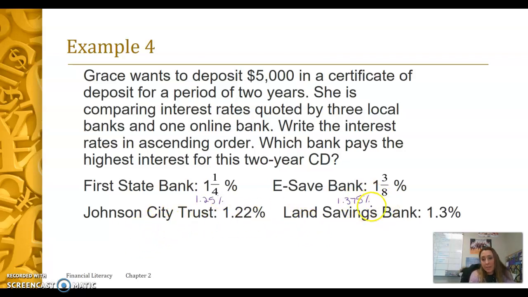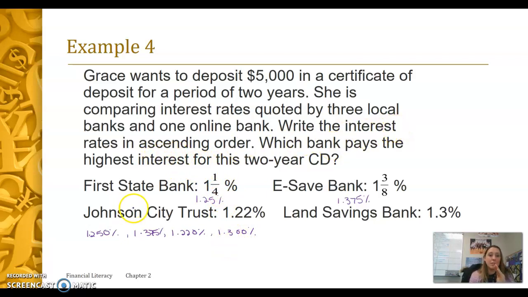So we have this one that has 3 decimal places. We need to make the rest match. So this one would be 1.250%. The E Savings Bank would be 1.375. Oops, I forgot the 7%. This one would be 1.220%, and then the Land Savings Bank would be 1.300%. Now we can compare them, and it's saying if we were to write them in ascending order, so that means smallest to greatest, we are going to do that.